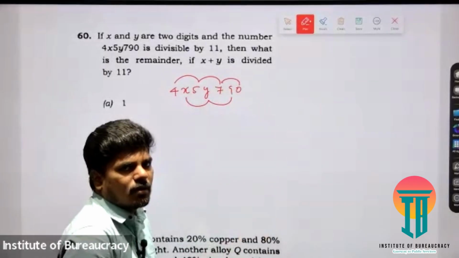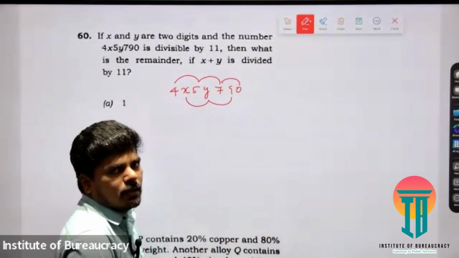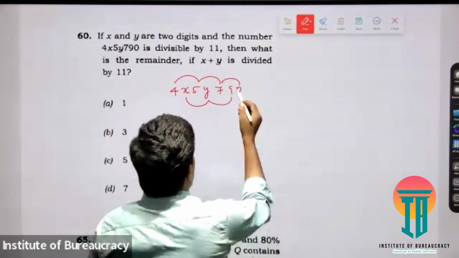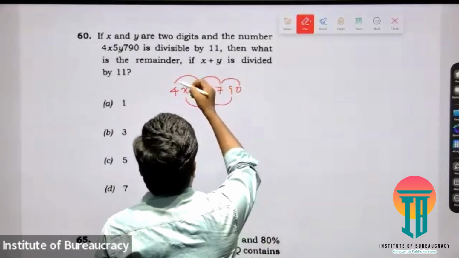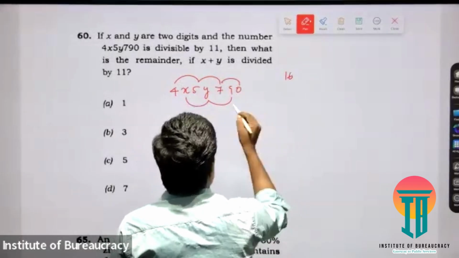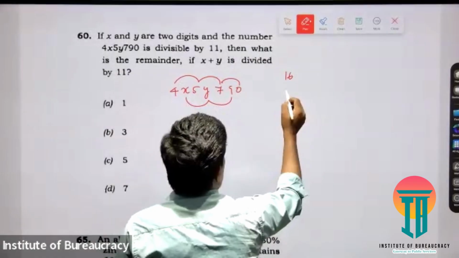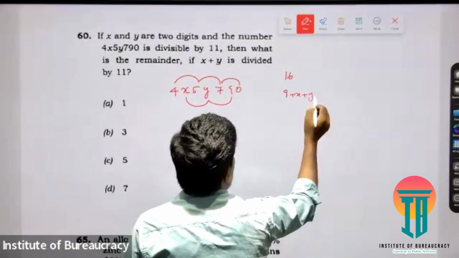If the difference is 0 or a multiple of 11, then it is going to be what? Divisible by 11. Okay, fine. If we add the odd place numbers, what is it? We have 7, 12, 12, 16. The even place number is 9, 9 plus x plus y.